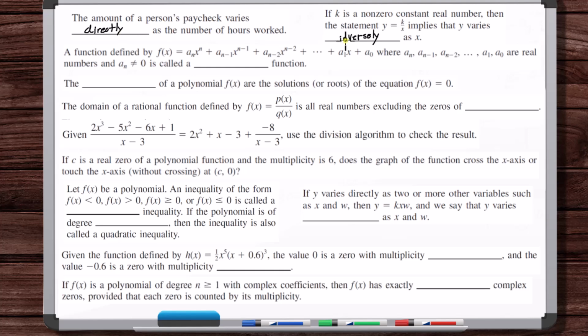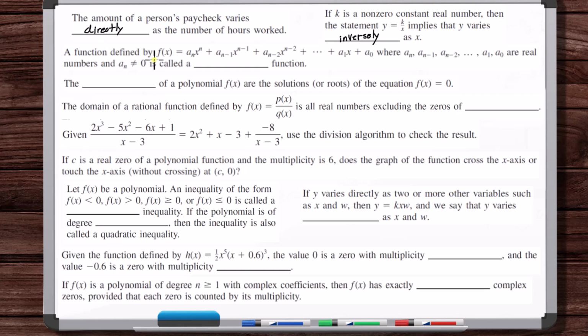Right? You have direct variation, inverse variation, and joint variation. But joint variation is kind of just the same thing. You could word a joint variation as a direct variation. So the main ones are direct and inverse variation.